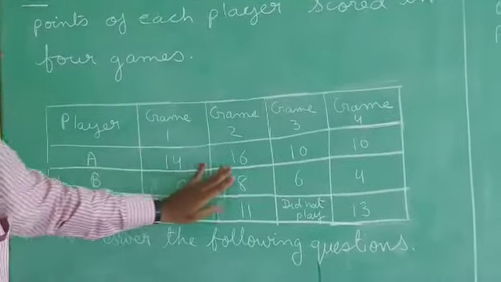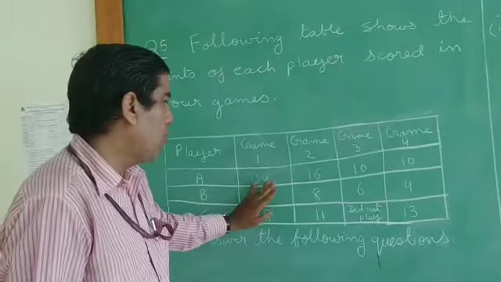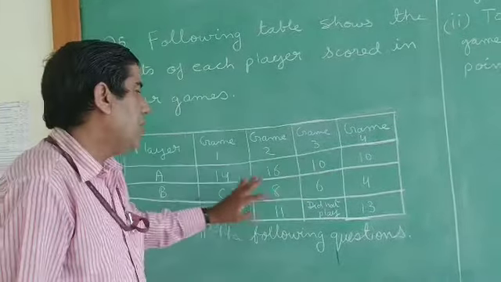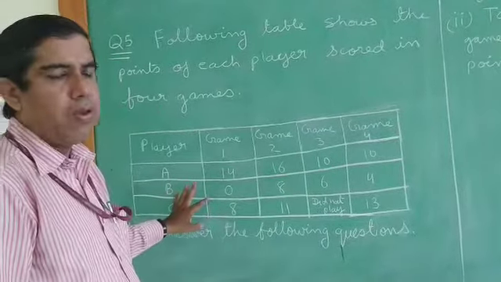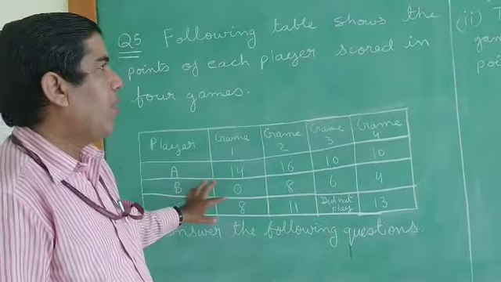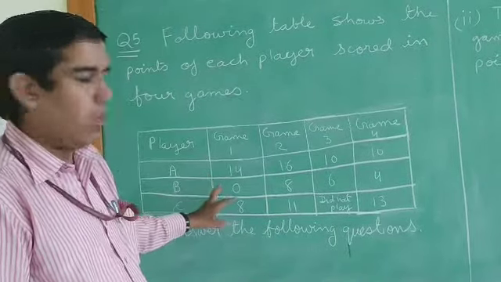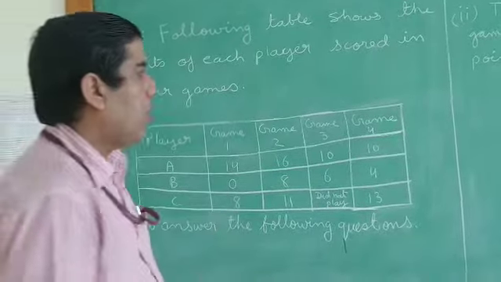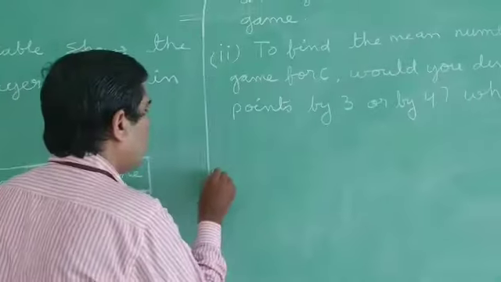I will add the 4 games' runs. So I will add 14 plus 16 plus 10 plus 10. Then I divide by how many numbers? 4. That is the way we find the mean, because it is the sum of all observations upon the number of all observations. So let us see the solution now.